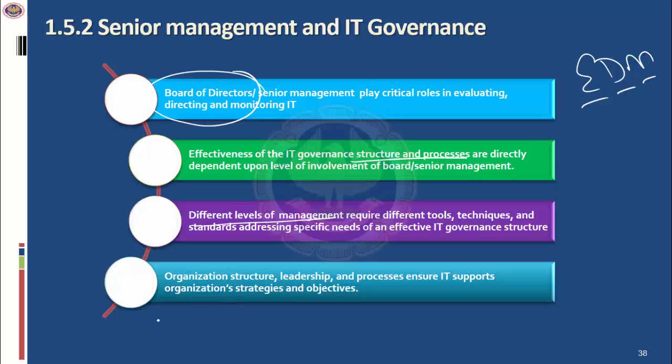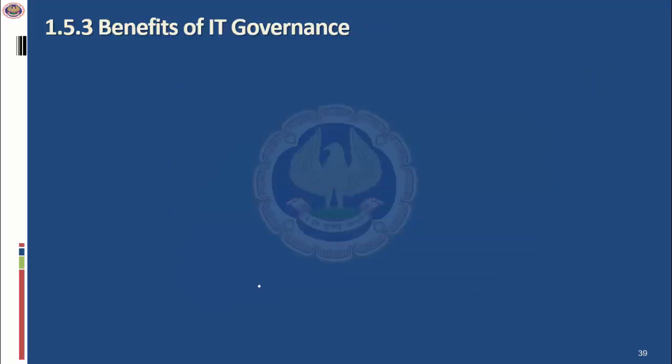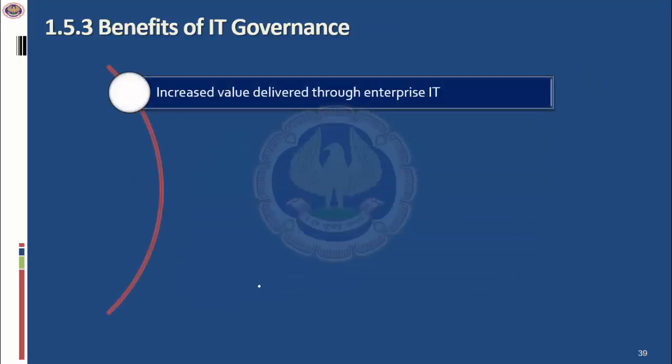So you have the basic building blocks for IT governance, which is the organized structure, the leadership, which provides the direction, the process in place, and fundamentally it's about how do you ensure the enterprise is able to achieve its objectives. What are the benefits of IT governance? Once you know what IT governance does, then you know what are the benefits of IT governance.